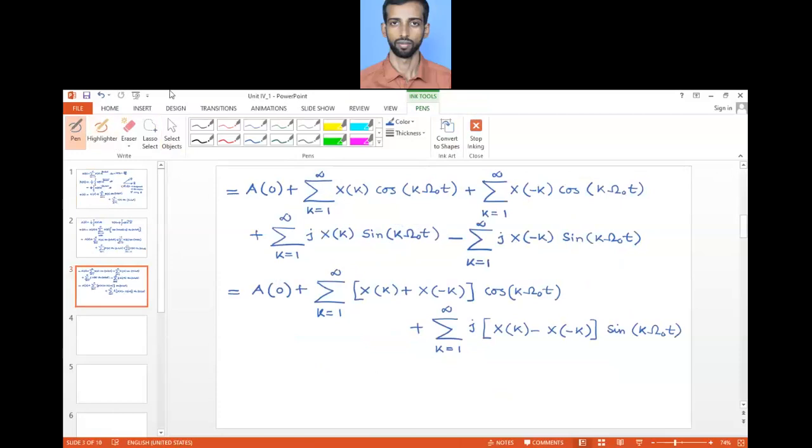So we can readily identify that the bk value in the representation is given by x of k plus x of minus k. So if I know the components or weights for the exponential Fourier series representation, we can easily calculate the weights for the trigonometric Fourier series representation by virtue of this one, bk is equal to xk plus x of minus k. And what about the ck? Ck is equal to j times xk minus x of minus k.